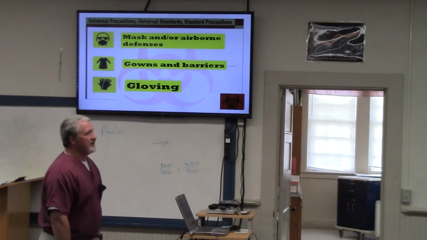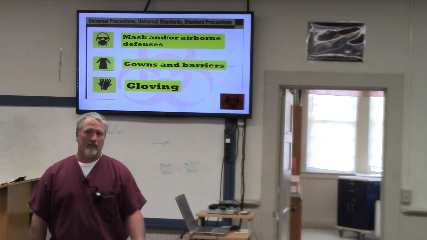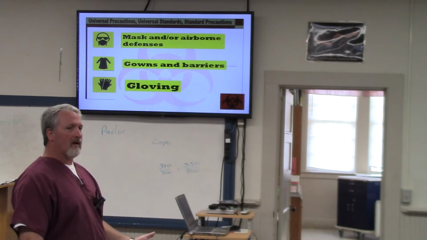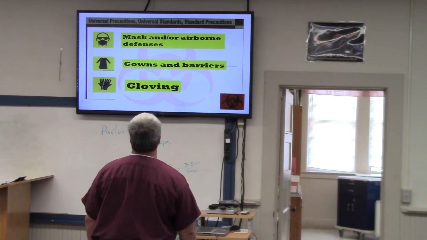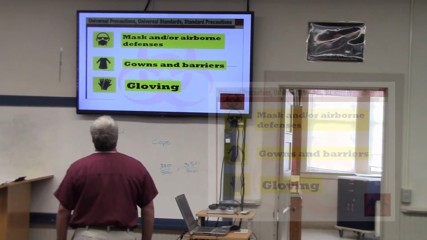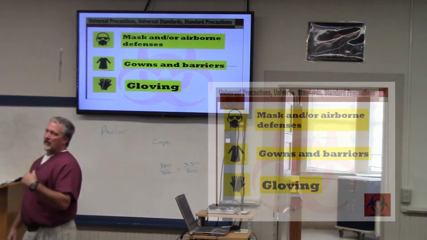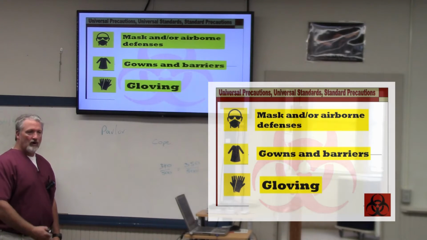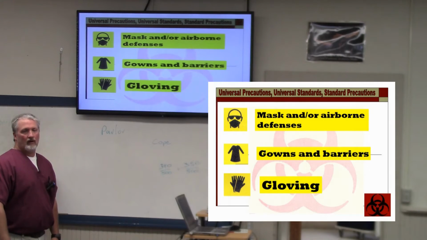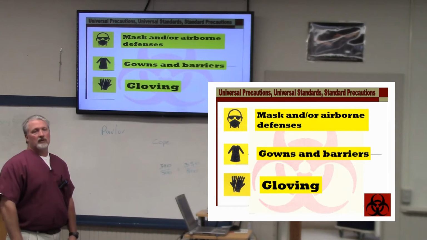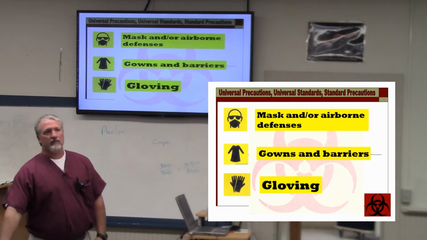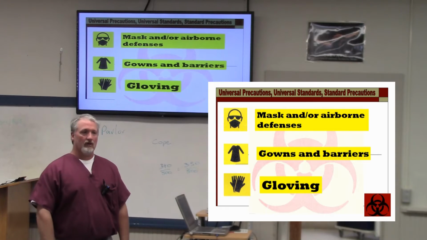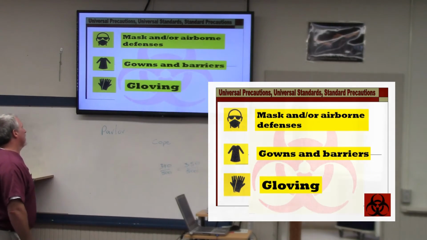Mask and airborne defenses. Obviously, if you've identified that the pathogen is airborne, you want to make sure that everybody that goes in that room has a mask and goggles. Gowns and barriers. There's that yellow gown PPE that we'll talk about. That area for that patient requires you to put on a gown before you go in there. A lot of pediatric wards that have babies in a high risk area, the mother still has to put on a yellow gown when she goes in there or when the dad goes in there.